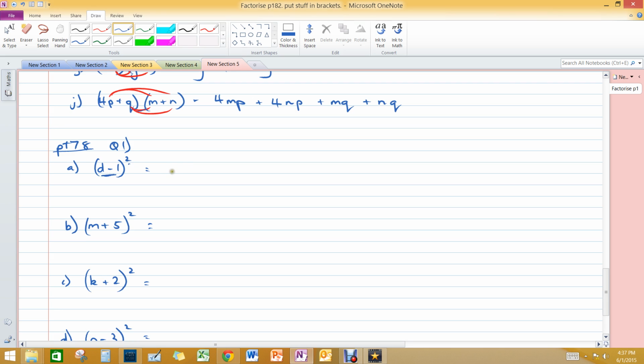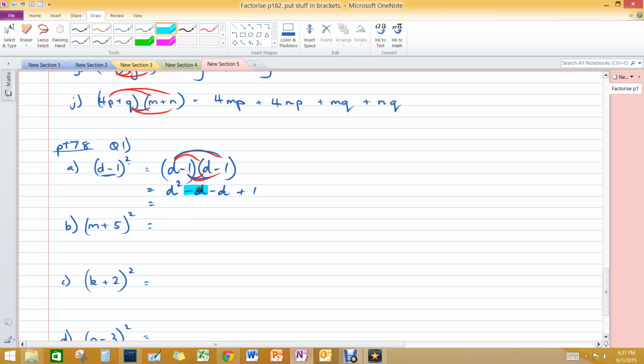So the way we write it is we go d minus 1, and then we need to multiply it by itself. So we go d minus 1, d minus 1. Once we've done that, then we apply our distributive law like this. First, outside, inside, last. And what we get is d squared minus d, minus 1d, and then we go inside, which is minus 1d. Then we go minus 1 times minus 1 is positive 1.